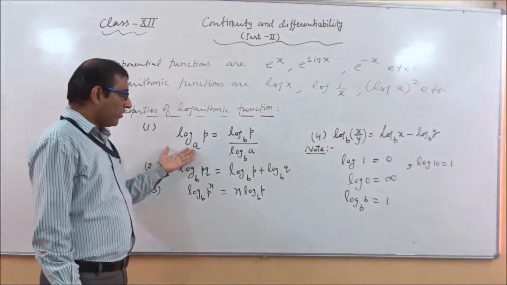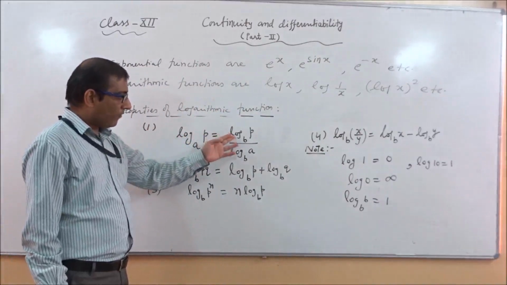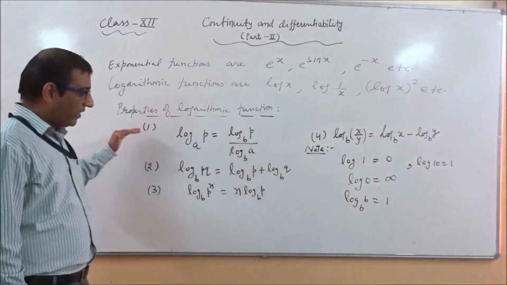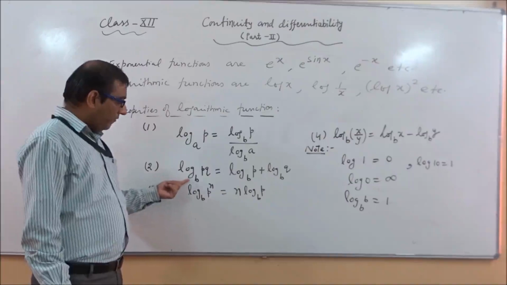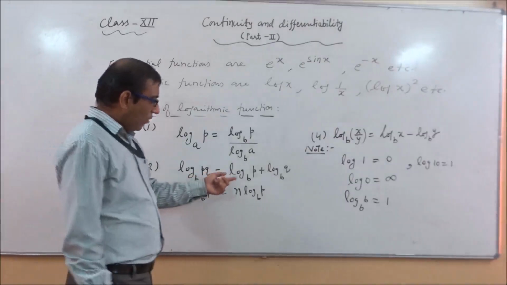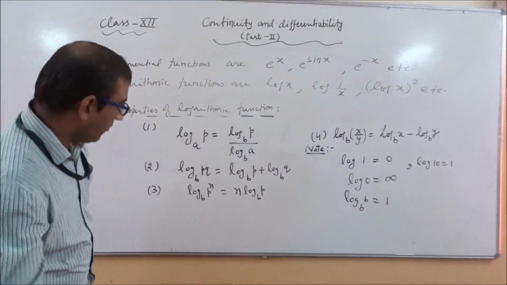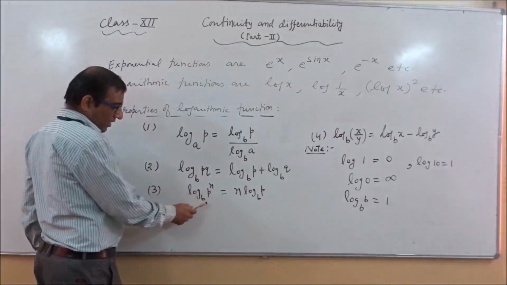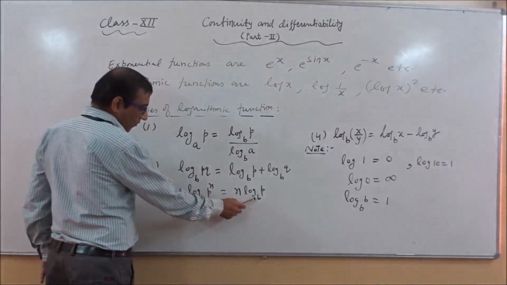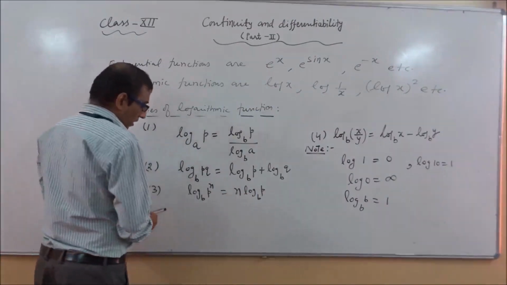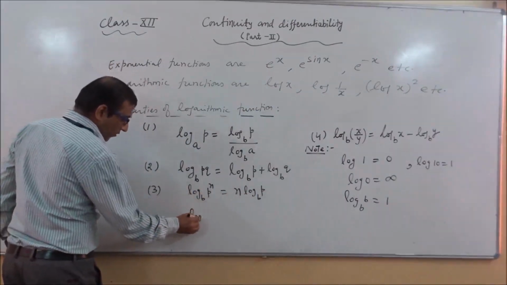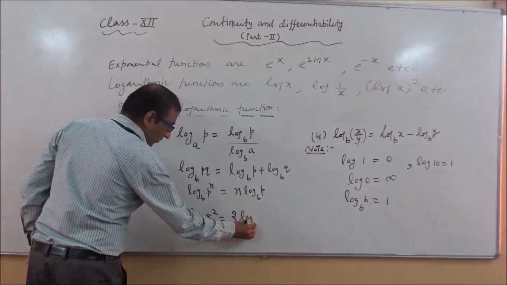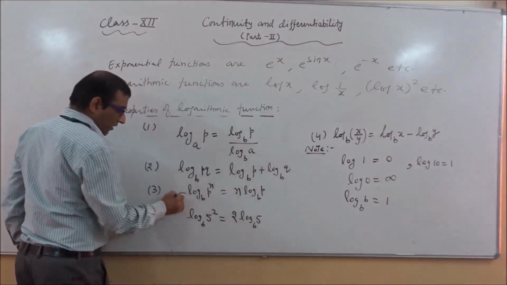That is, log base a of p can be written with a new base b as log base b of p upon log base b of a. This first property is also known as the base changing formula. Then logarithm with base b of pq can be written as log base b of p plus log base b of q. And the third property: log base b of p raised to the power n can be written as n log base b of p. For example, it can be written as 2 log b 5. So this is the example related to this third property.